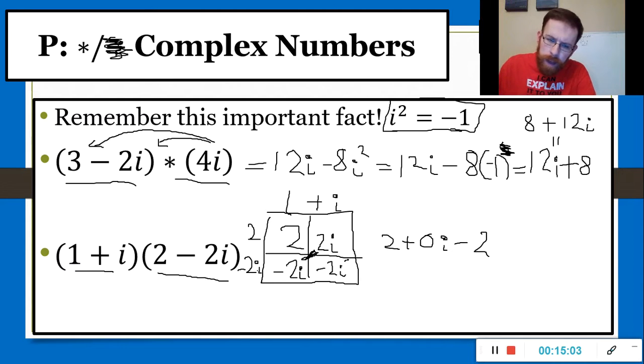Let me not forget my square down there. All right, that obviously goes away. And that changes this into a positive 2, so you have 2 plus 2. Your answer should be 4.